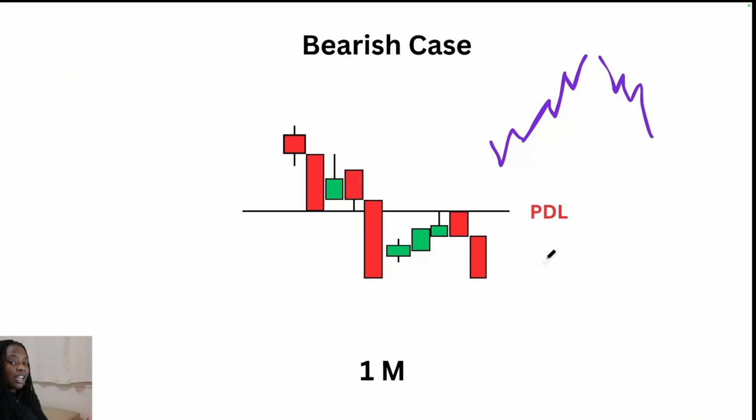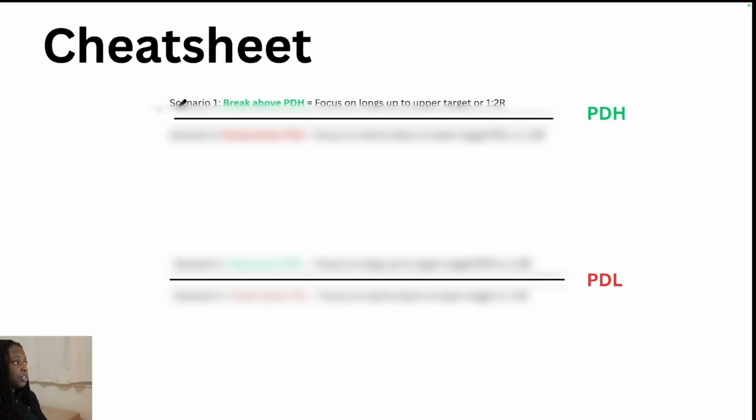I promise that at the end of this video, I'm going to review a cheat sheet to show you how to trade different scenarios. So here's the cheat sheet. Scenario 1, which I covered in this video, is a break. Once you see a break above the previous day's high, you want to focus on long setups. By longs, I mean bullish setups, trades to the upside. And then you target the next resistance level that you have above, or your 1:2 risk to reward.